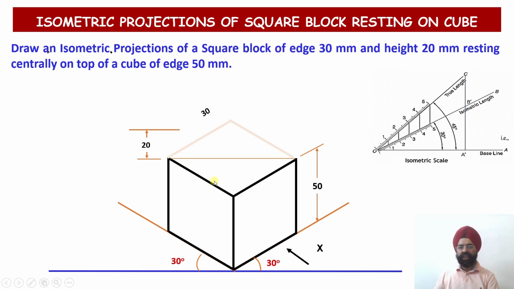So how much is the dimension of the cube? 50 millimeter. So please check. This edge of the top face of the cube is given to me as 50 millimeter. This edge of the top face of the cube is given to me as 50 millimeter. But the top face of this particular cube is being placed with a square block having edge 30. So 30 means you have to take out the center of this particular top face. You see, I have taken out the center of the top face over here.